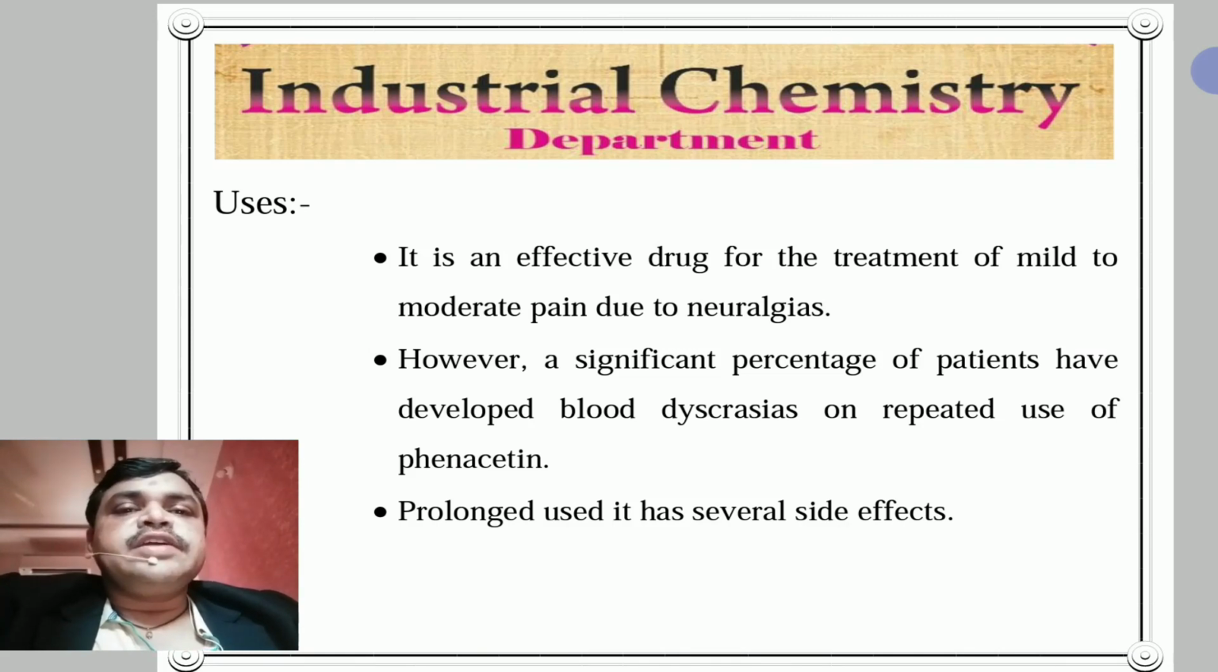In this lecture, we studied our three compounds: antipyrine, aminopyrine and phenacetin. In the next lecture, we will study the remaining four compounds of antipyretic and analgesic drugs.